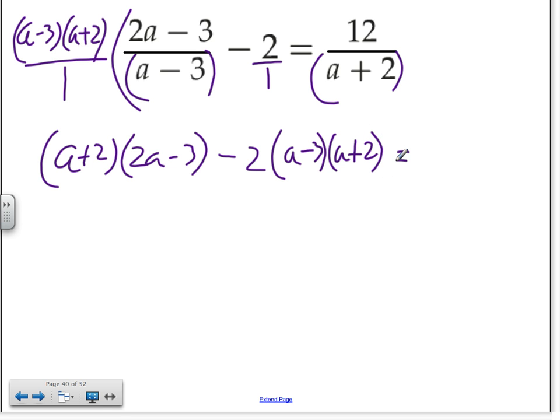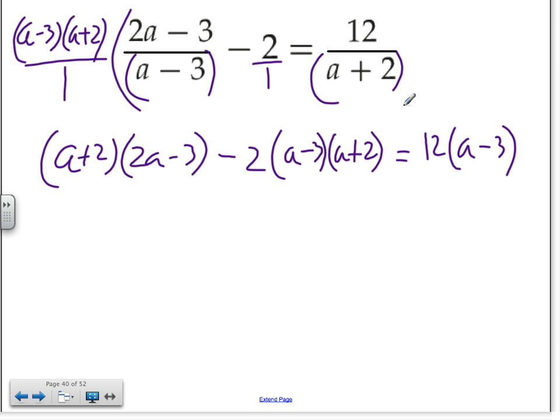Now look at the last term. What gets canceled? A plus 2. What gets multiplied to the top? A minus 3. So I have 12, a minus 3. Okay, you see that so far?